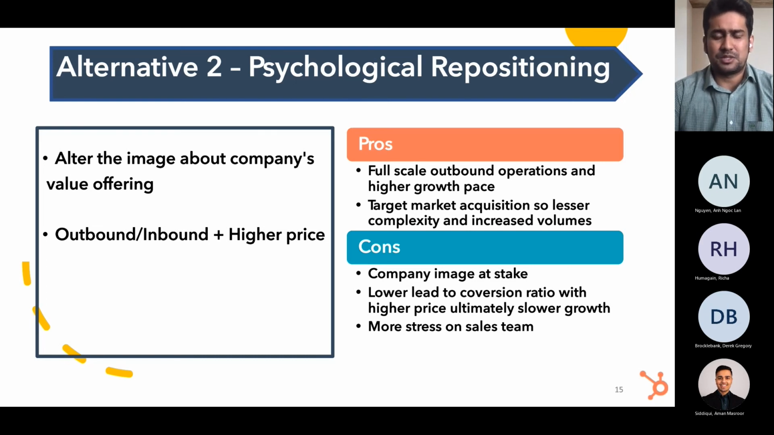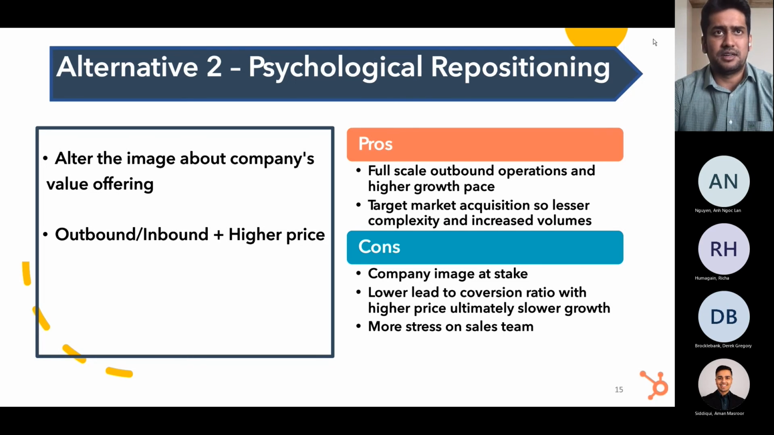Also, our sales team will be much more stressed as we'll be increasing the diversity of the customer base by implementing this plan. The diverse customer base will have diverse requirements, which will be difficult to cater to at a single point.